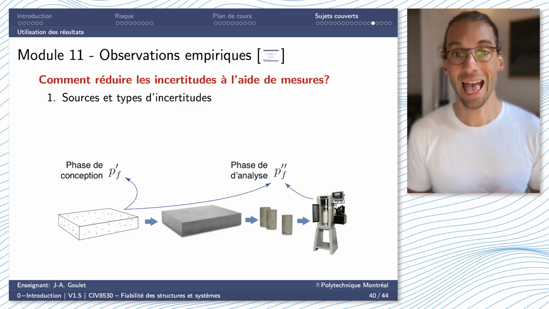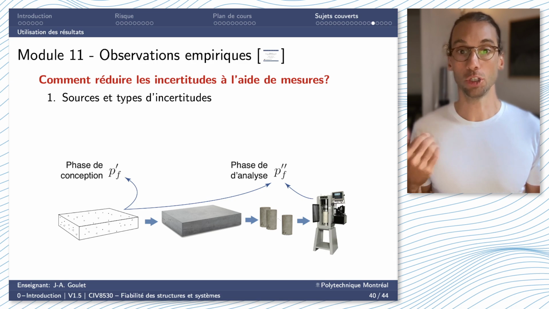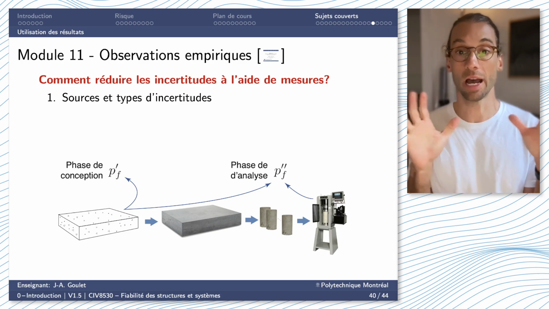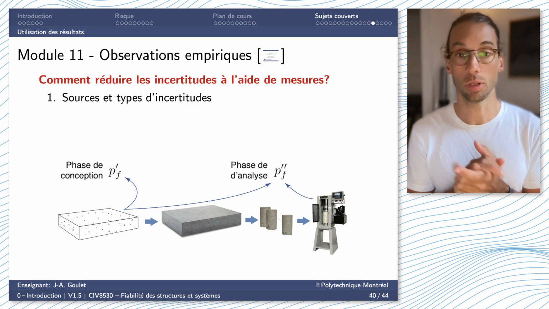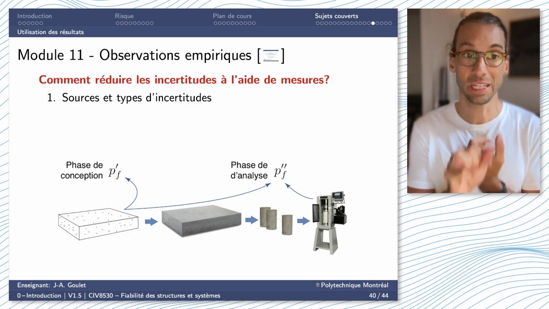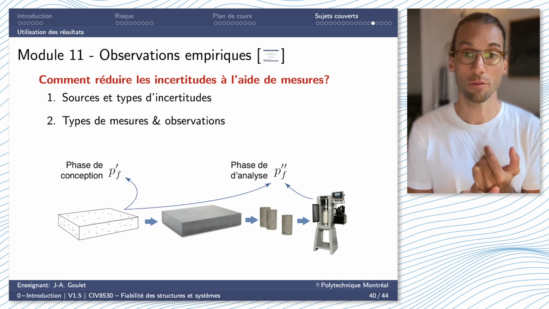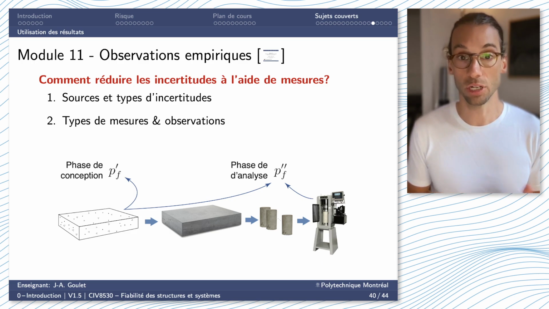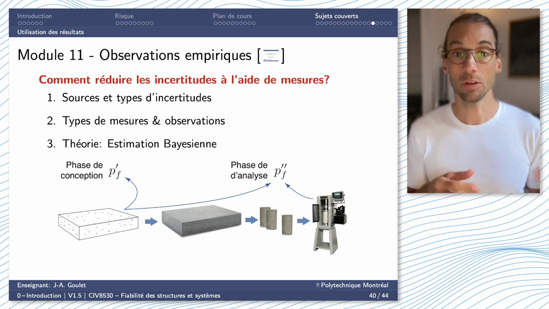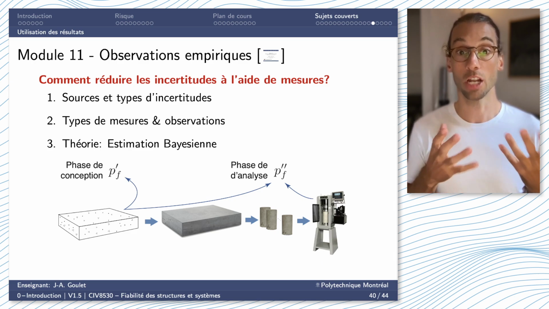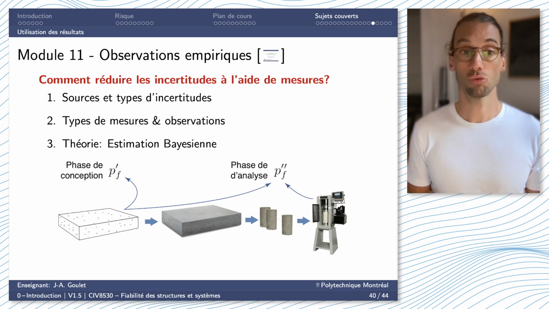Module 1, we're going to see how we can act upon our knowledge using observation. How can we reduce the uncertainties associated with the variables involved in my reliability analysis from empirical observations? For this, we're going to see what the types and sources of uncertainties are, what types of observations or information I can obtain, and finally, how I can incorporate this knowledge from observation into the knowledge of my random variables.